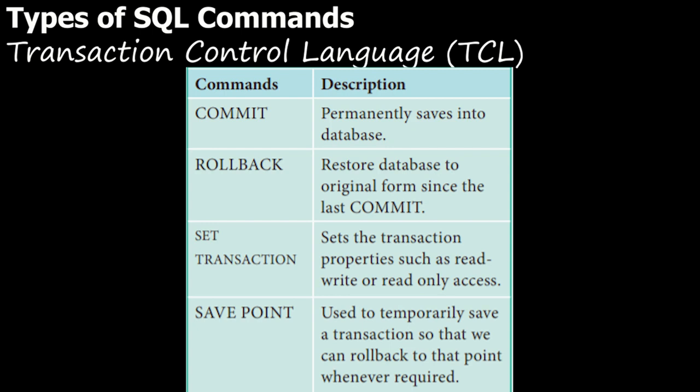From the word itself we can understand. Rollback means it is like undo, right? Restoring the database to original form since the last commit. That means if you are writing 10 lines, and when you are writing the 5th line you do the commit, this will be permanently saved. If in the 10th line you do a rollback, it will go back till the commit.